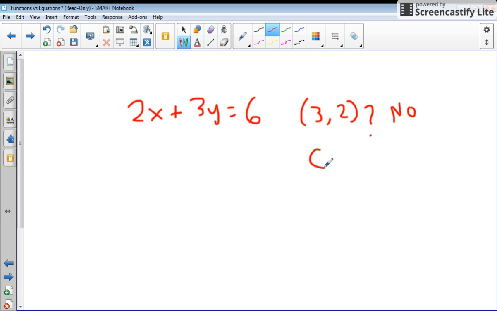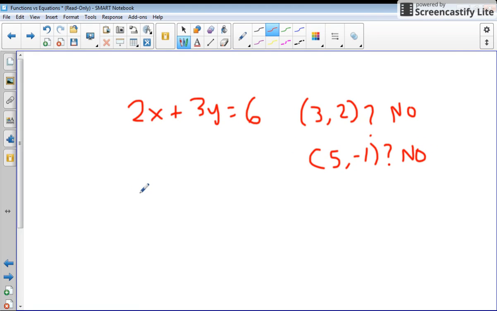But what about something like 5 and -1? Would that work? If you tried it again, you're going to get closer this time. But again, it's not quite going to be 6. I think you end up with 7 equals 6, and that is not going to work. You need something exact.